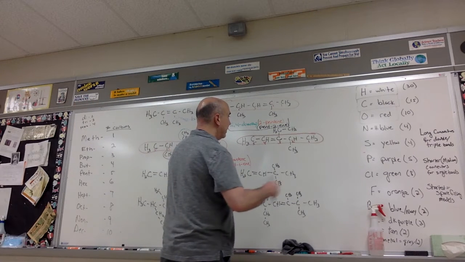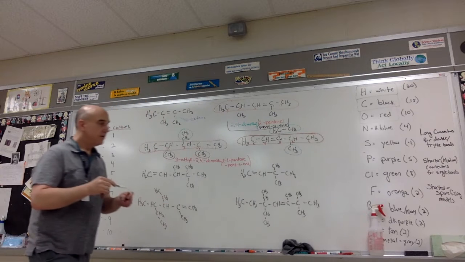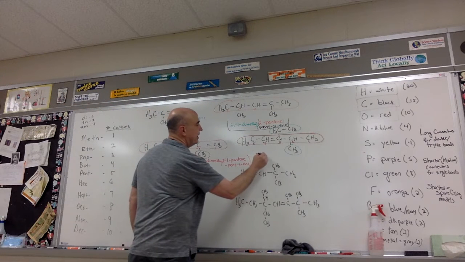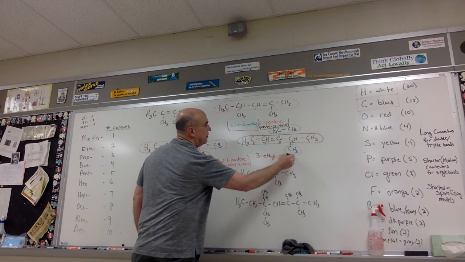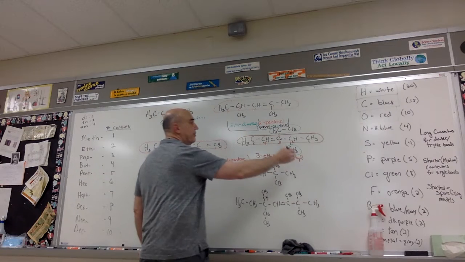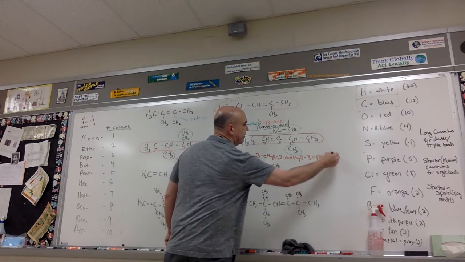And then again, we have a methyl group and an ethyl group. So we're going to put the ethyl first. So 3-ethyl, 2-methyl, and the double bond is off the third carbon, 3-ene.